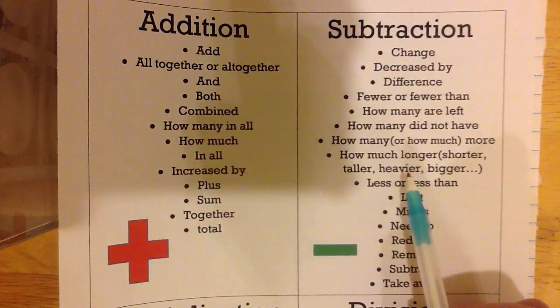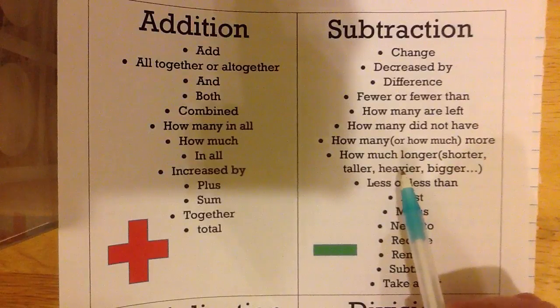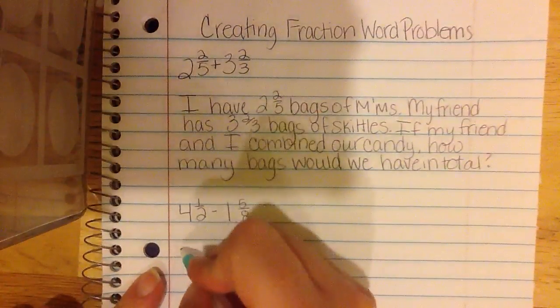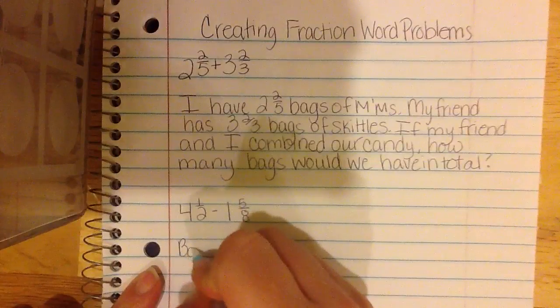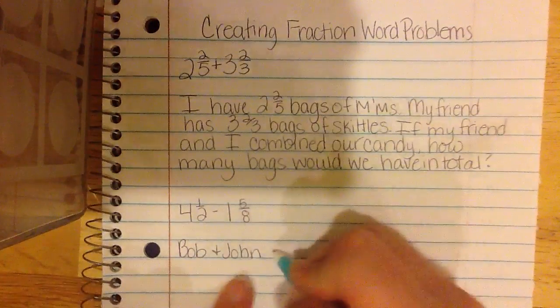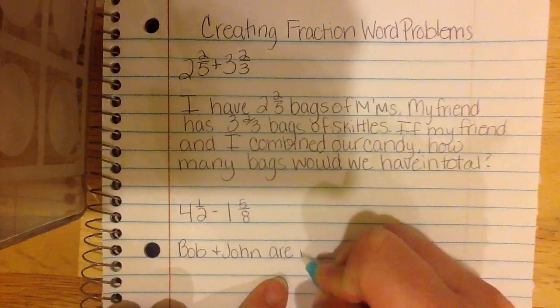So I need the same type of thing, but I could say that maybe we're having a snail race. That's what I'm going to do. So, Bob and John are racing their snails.